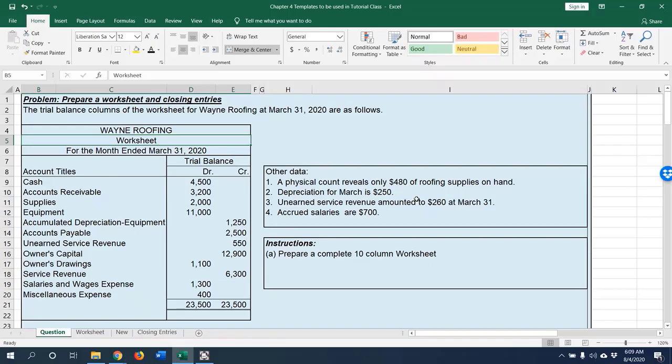Hello students, welcome back. As I have already told you, it is always better to learn anything related to accounting and finance by actually doing it.